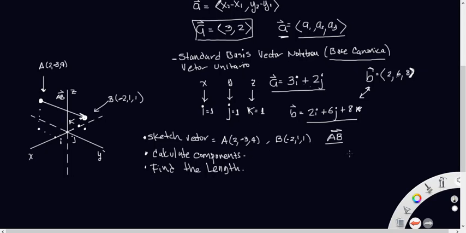So the components for the vector, according to our formula, will be equal to minus 2 minus 2, which is this one minus this one, and 1 minus minus 3, which is this one minus this one, and 1 minus 4, which is this one minus this one.